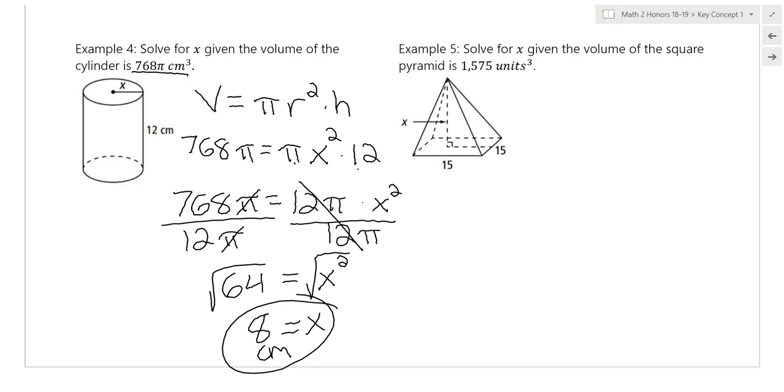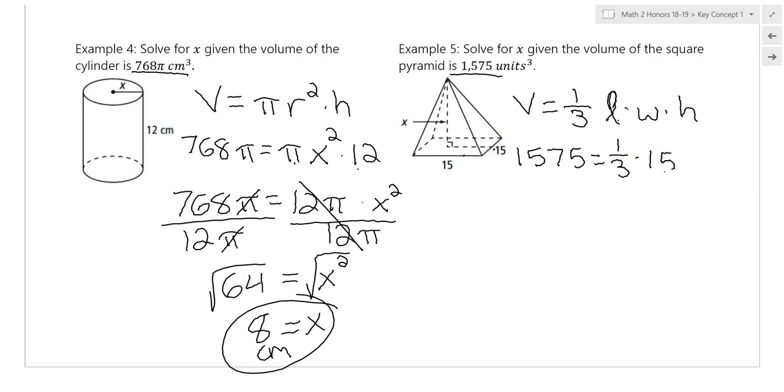Looking at example 5, solve for x given the volume of the square pyramid is 1,575 units cubed. So again, I'm going to start with my formula for a pyramid. Volume equals 1/3 length times width times height. I'm going to plug in all the things I know. 1,575 equals 1/3. I know my length. I know my width. Don't know my height.